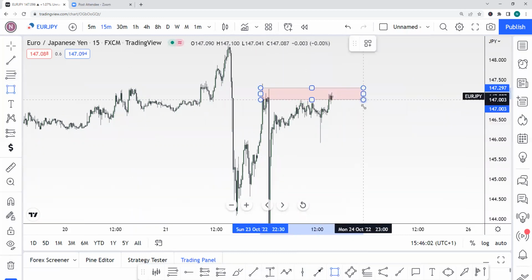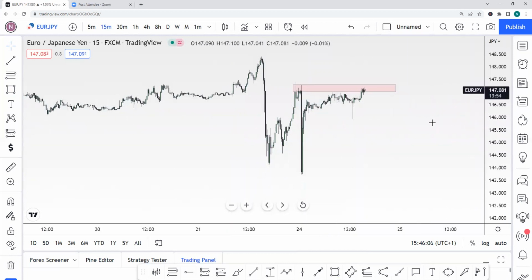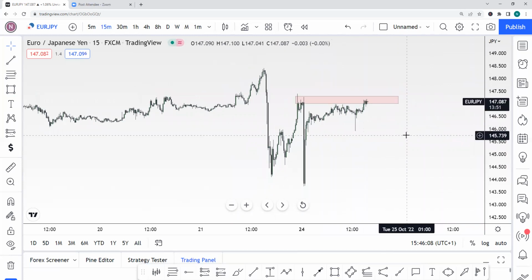This is where they should sell. Okay, you will be trapped. Market will trap you if you try it here. Because why should you not try it here?